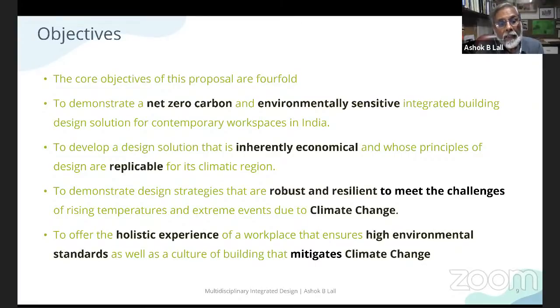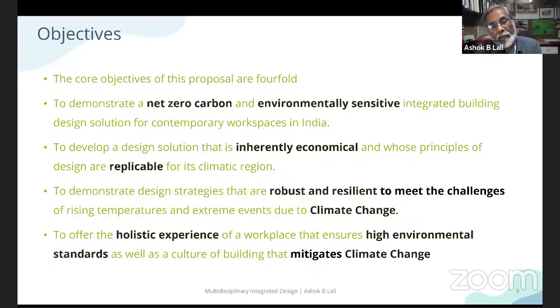The next one is that the design, to demonstrate design strategies that are robust and resilient to meet the challenges of rising temperatures and extreme events due to climate change. Actually, in one sense, this is a very fundamental statement, because the need for going into the decathlon is because we have to respond to the fact of climate change. It means that the team must understand what is this climate change. The team must understand why we need to respond to it. And that the solution of response to climate change must be robust, it must be tough, it should be workable, and it should be resilient. It should be something that can adjust itself to different kinds of challenges as you try and mitigate climate change. Very important aspect.